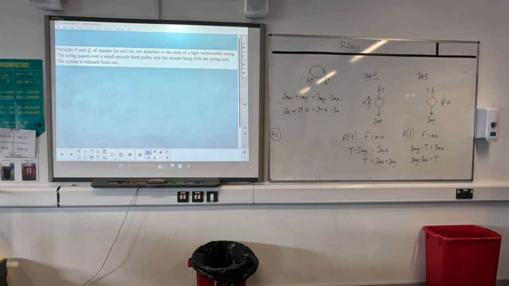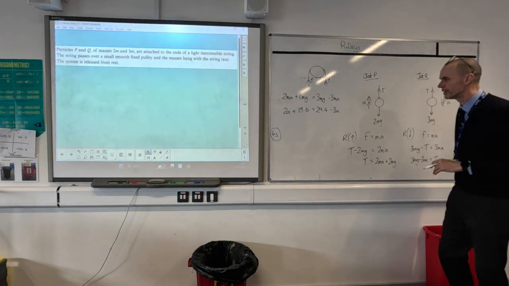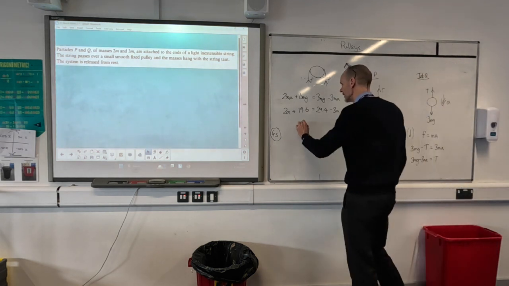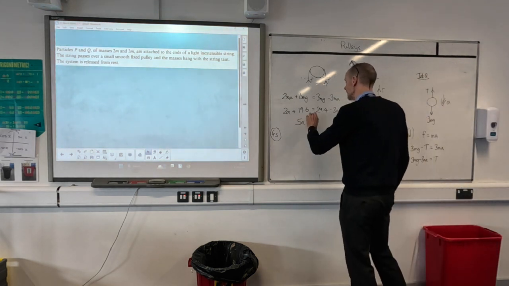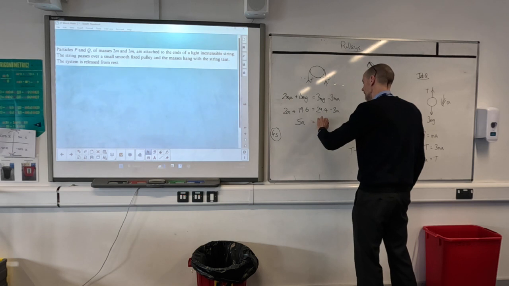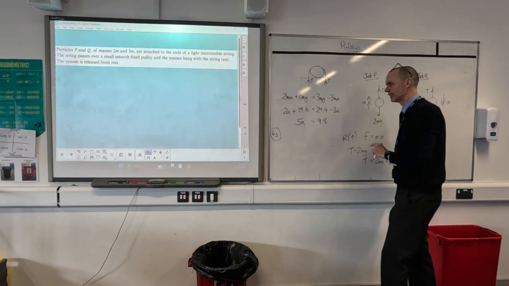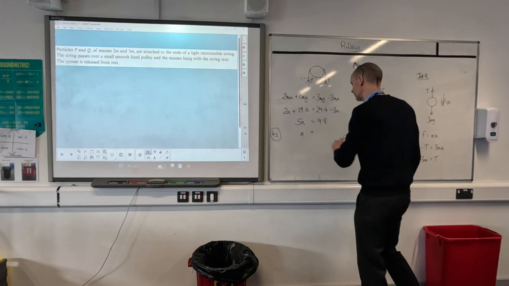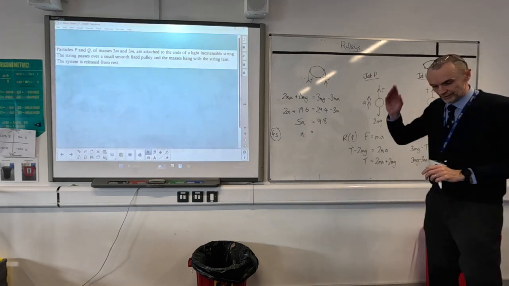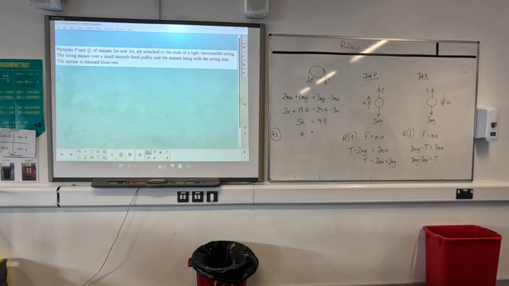And then, as Harrison was suggesting, you can then just simplify. I'm going to add 3 a's to both sides and take that away from that, so that just gives me back to 9.8, because that's 2 lots of g and that's 3 lots of g. Should be able to do that.